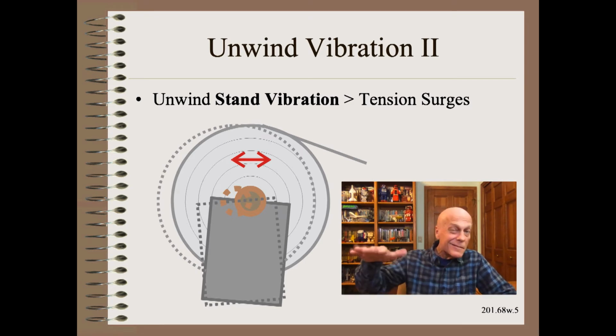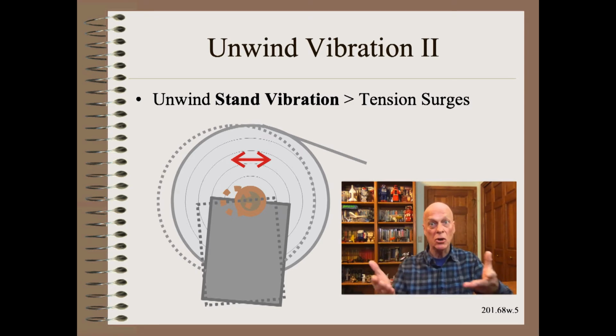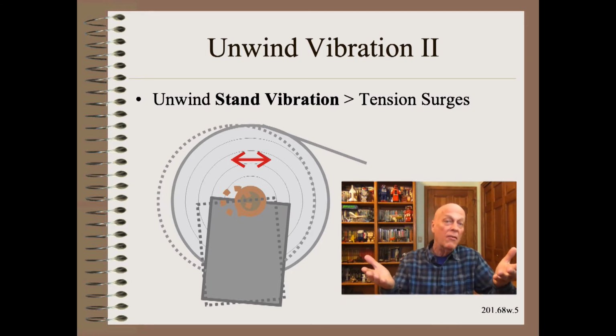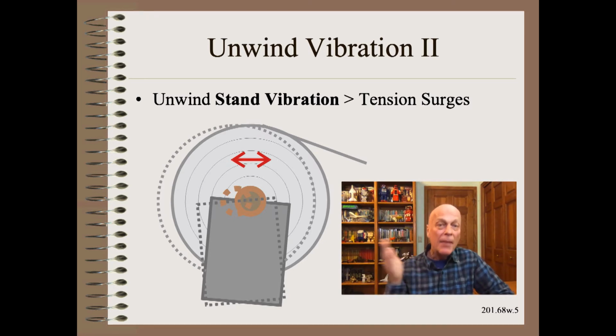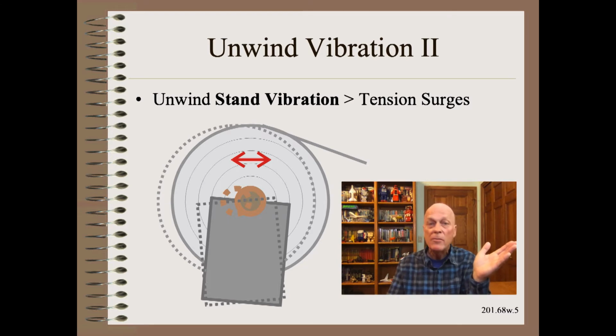Also looking roughly similar and causing nearly identical types of tension surges is unwind stand vibration. In both cases of out-of-round rolls and unwind stand vibration, the dominant frequency will be once per roll rotation. Note the distinction. In the prior case, it is the wound roll that is the cause. Here, it is the unwind machine that is the cause.